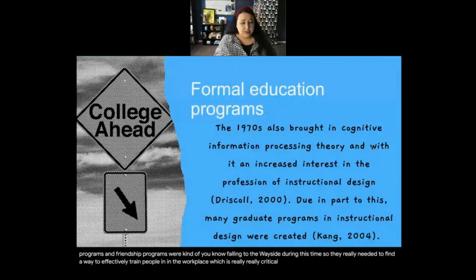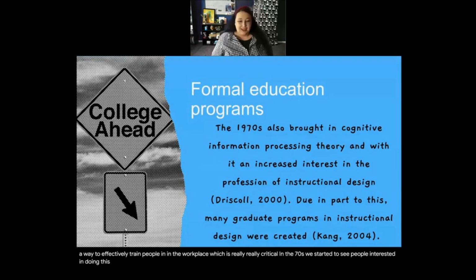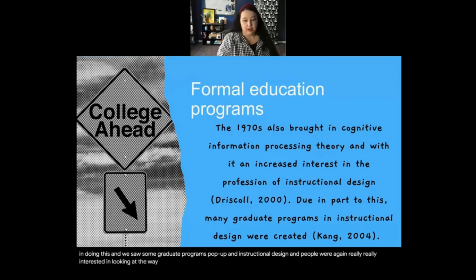And then also in the 70s, we started to see people interested in doing this, and we saw some graduate programs pop up in instructional design, and people were really, really interested in looking at the way that it works with cognitive processing of information and what that looks like for individuals.